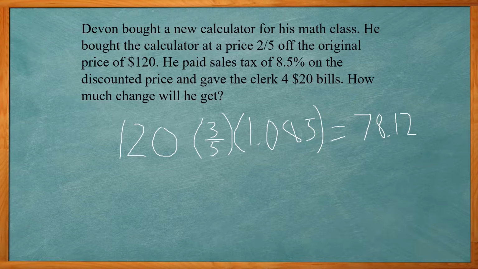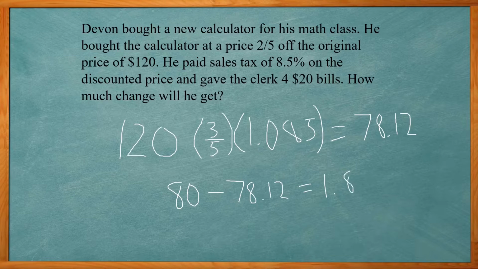That's going to be the discounted amount plus the tax. If he gives the clerk 4 $20 bills, that's $80. So 80 minus 78.12 will give me $1.88.